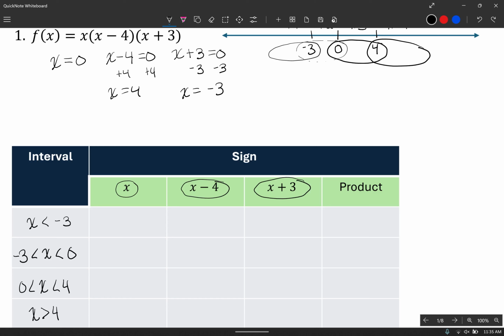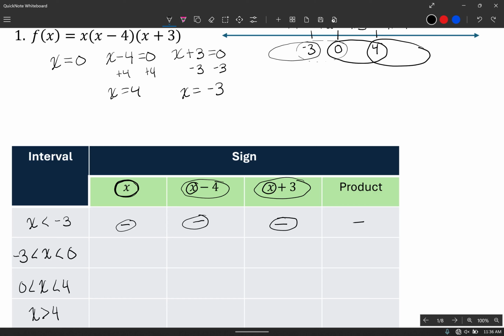So a number less than negative 3 will say negative 4. If I put negative 4 in for this x right here, it's negative 4, so the sign is negative. If I plug in negative 4 here, negative 4 minus 4 is negative 8, so that's negative. Negative 4 plus 3, still negative. So if I take a negative number times a negative number, I get a positive. Then I take that positive times this third negative, and the product of those is going to be negative.